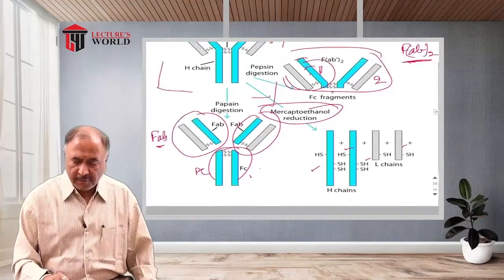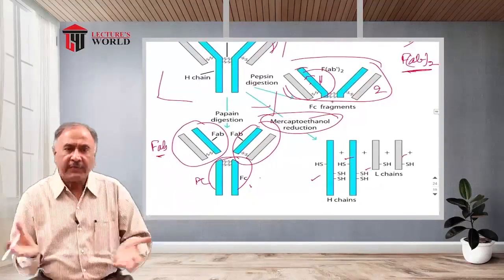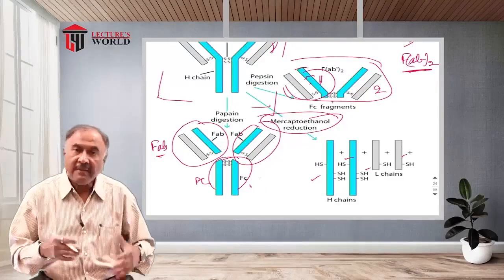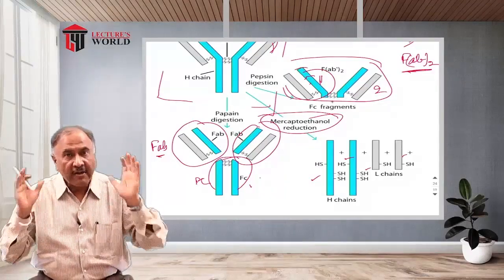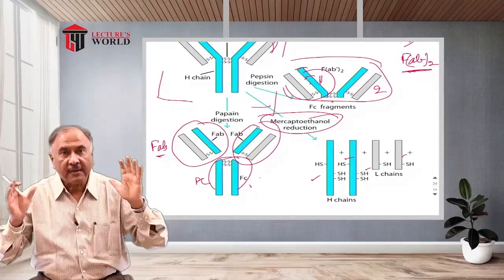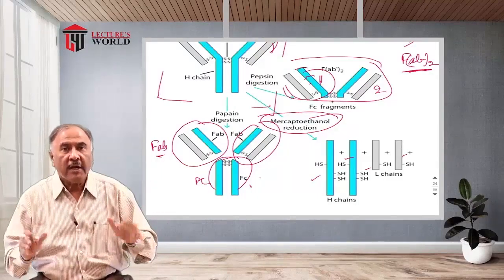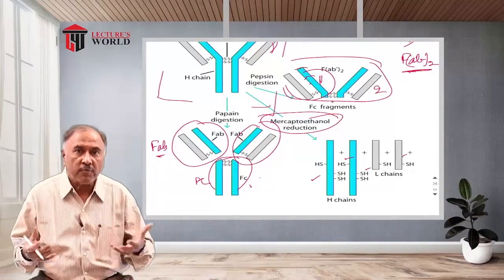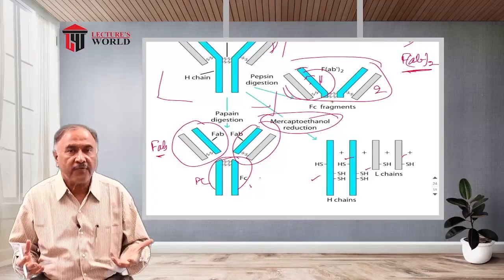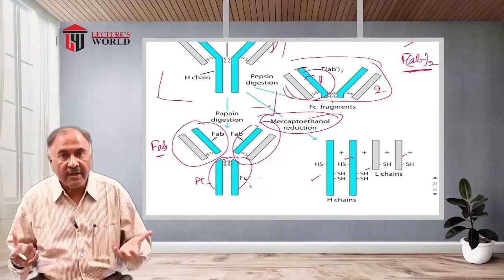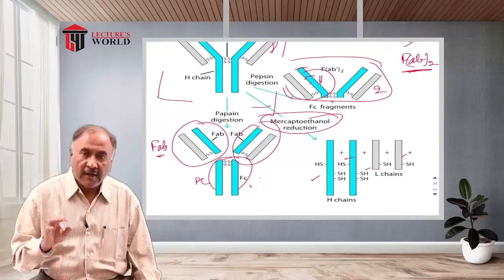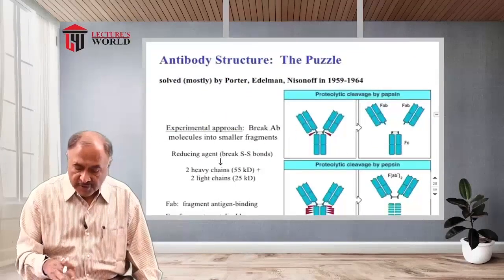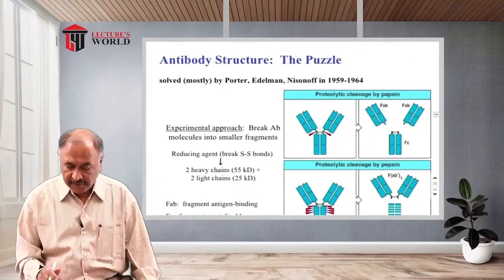Now when they combined all these together, that gave an idea about the structure, how these four different peptides are linked with one another, and that ultimately gave you the structure of antibody. So this is the one.